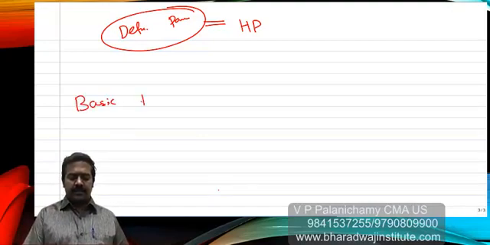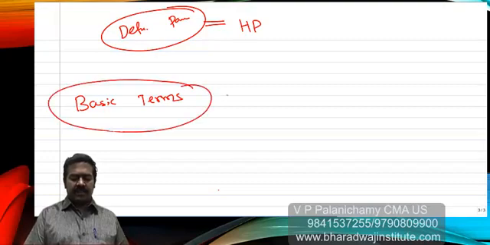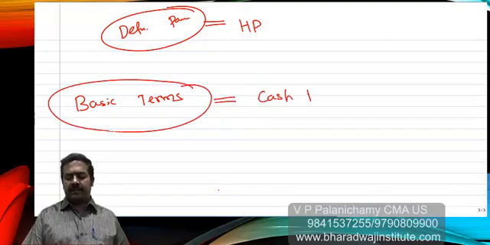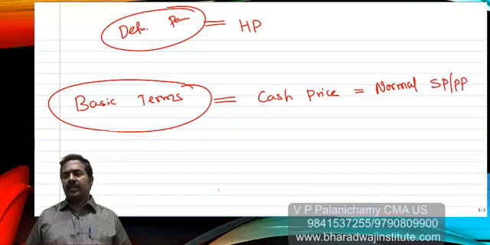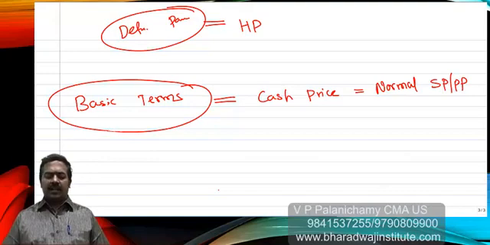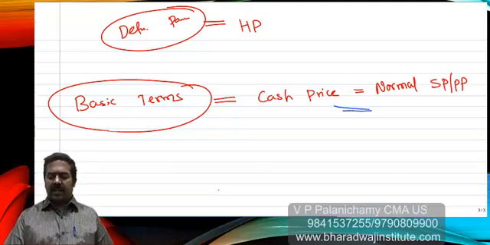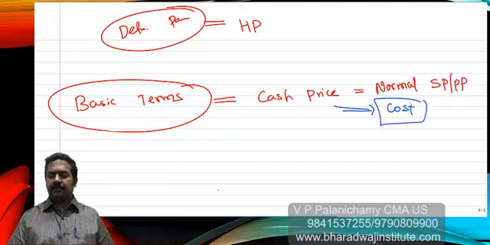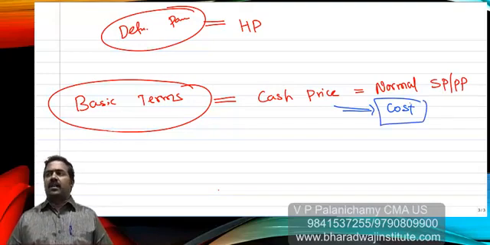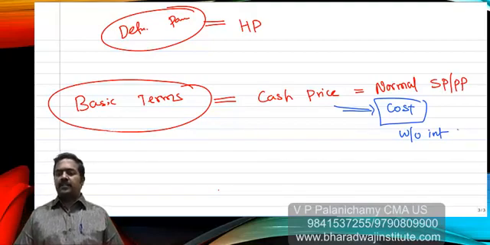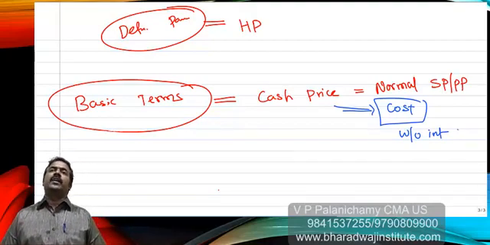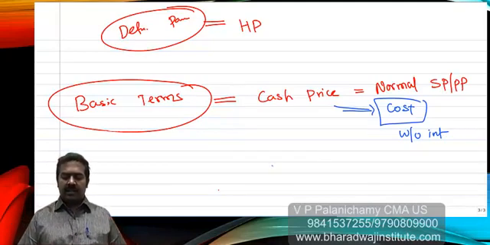Basic terms. Start. Cash price. Nothing but the normal selling price or purchase price. Cash price is nothing but the normal selling price or purchase price. This is the cost of the asset to the buyer, or you will record the asset at this cost. Otherwise, you can note this is without interest. This will not include interest. Is it including interest or without interest? Without interest. Next.